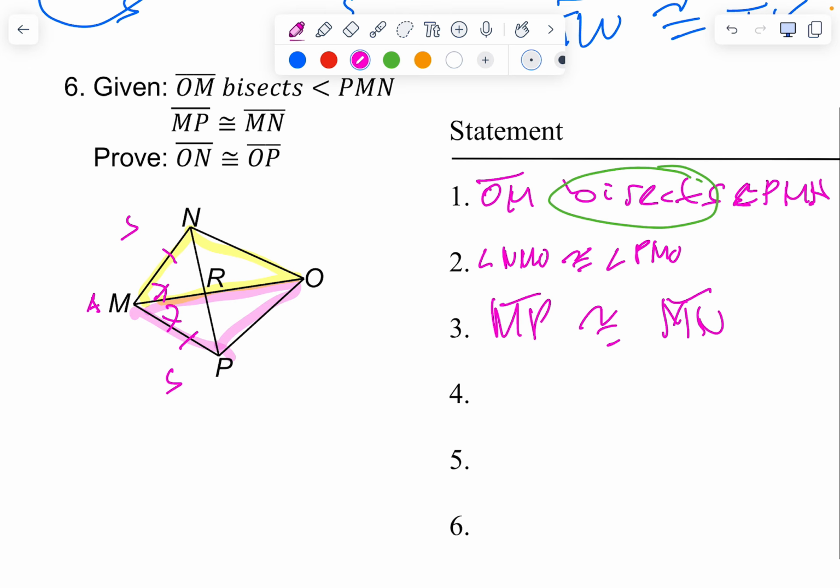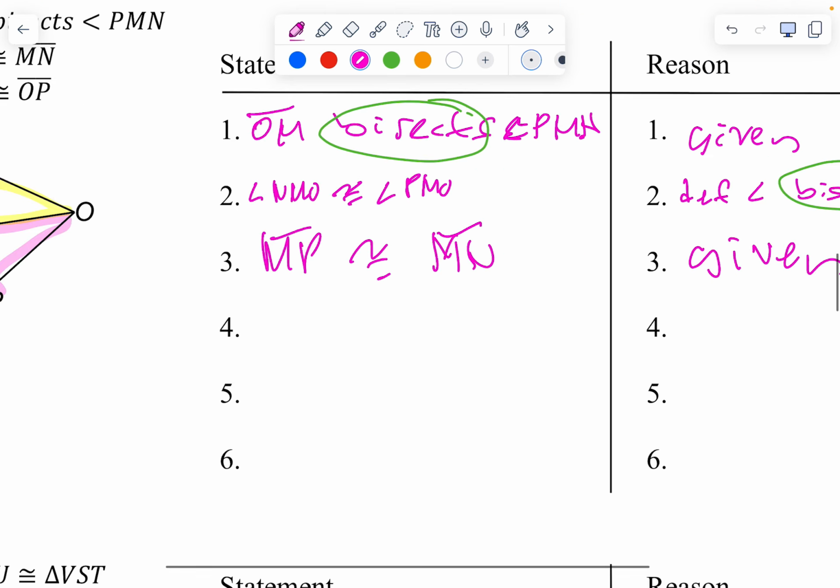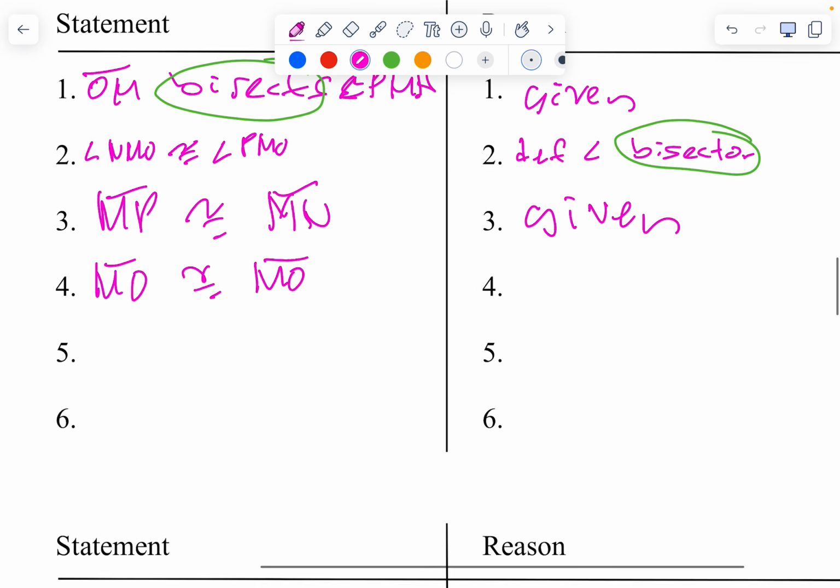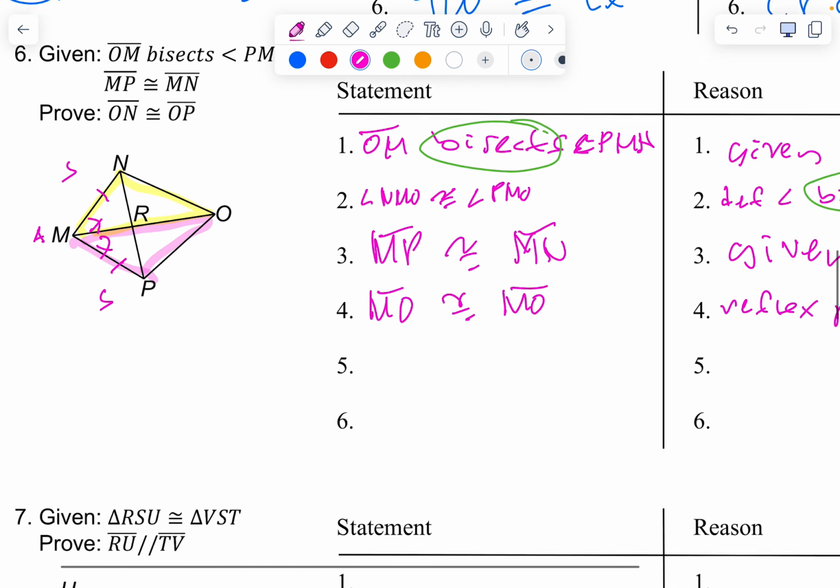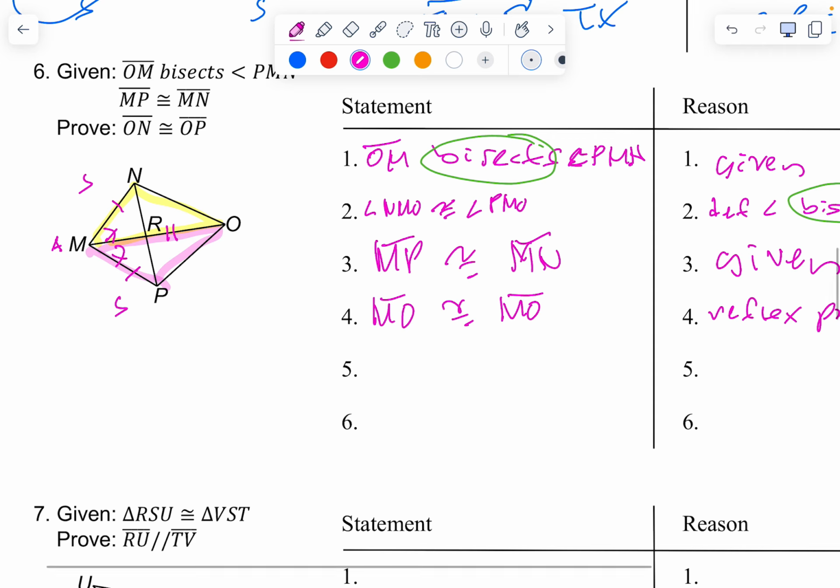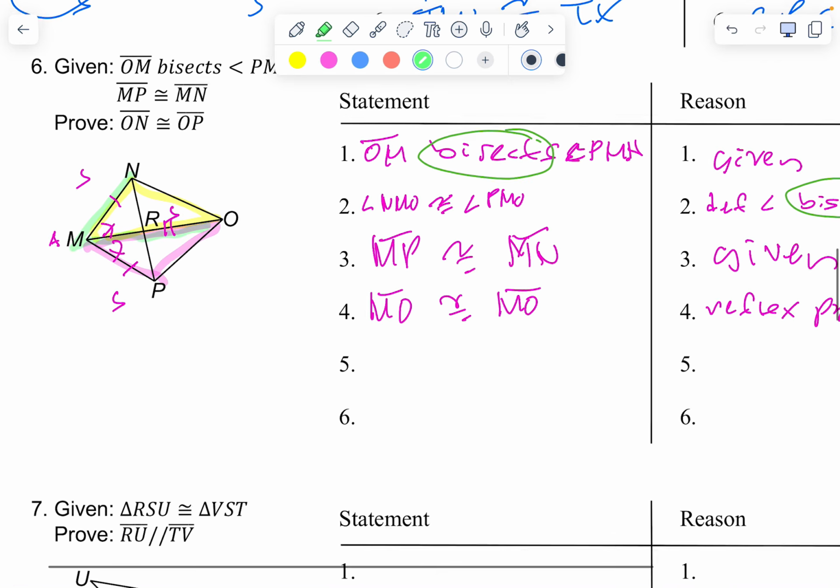Do I have a shared side again? Who is it? MO. MO is congruent to MO. And that was what property? Good, reflexive property of congruency. And let's label them right here, and let's call it side. Is it side angle side again? I guess side angle side wins today, at least for these three problems.